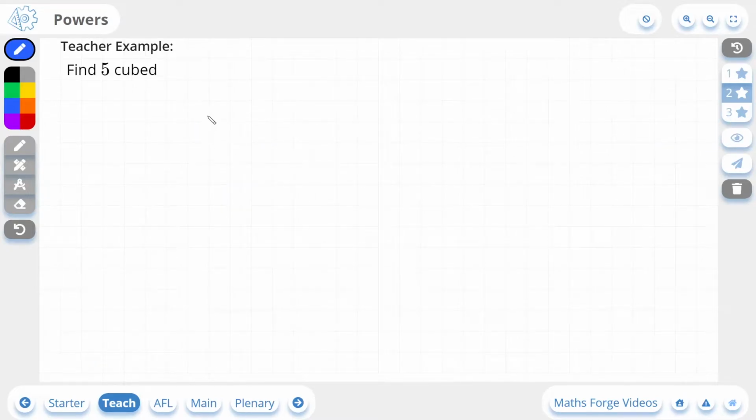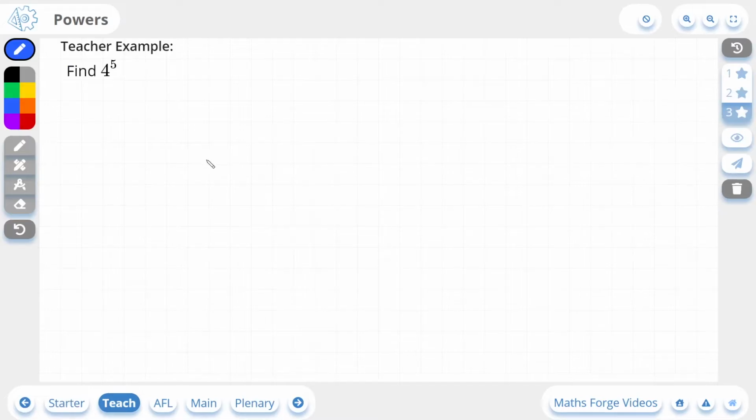We will do another 2-star example. So here we're being asked to find 5 cubed, so it's 5 to the power of 3. The base number here, 5, is the number that you'll be multiplying onto itself. And the power, the little number, is how many times you are multiplying it onto itself. So it's 5 times 5 times 5, which should give us 125. And if we check our answer, there it is.